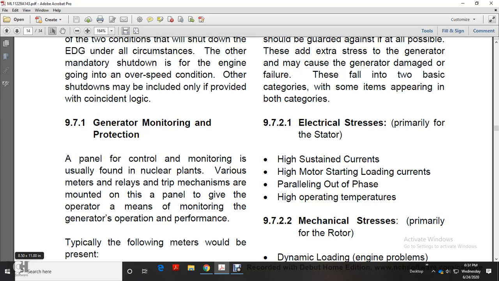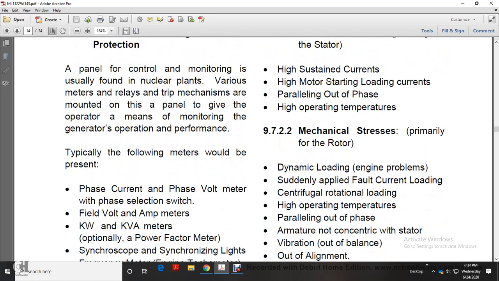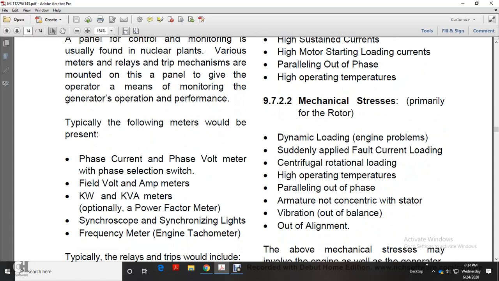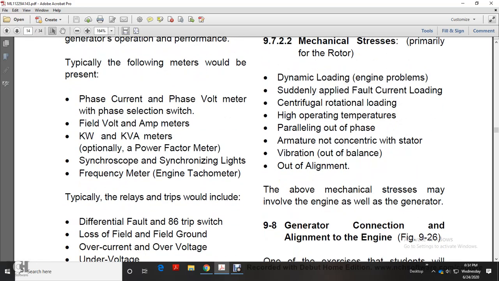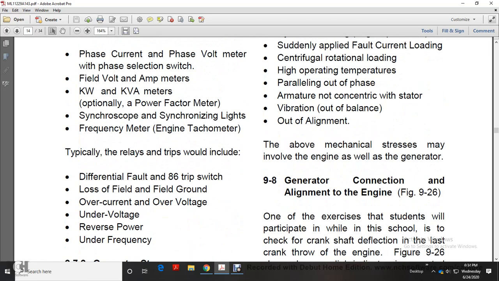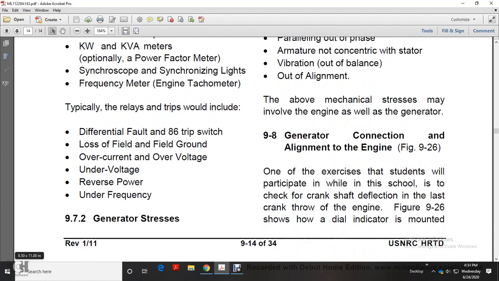9.7.1 Generator mounting and protection. A panel for controlling and monitoring, usually found in nuclear power plants, has various meters and relays with trip mechanisms mounted on the panel that give the operator a means of monitoring the generator's performance. Typically the following meters will be present: phase current, phase voltage meter with phase selection switch, field volt and amp meters, kilowatt, kilovolt-ampere, and power factor meters, synchroscope and synchronizing lights, frequency meter, and engine tachometer. Typically relays and trips would include differential fault, 86 trip switch, lost field, ground, overcurrent, overvoltage relay, undervoltage, reverse power, and underfrequency relays and trips.